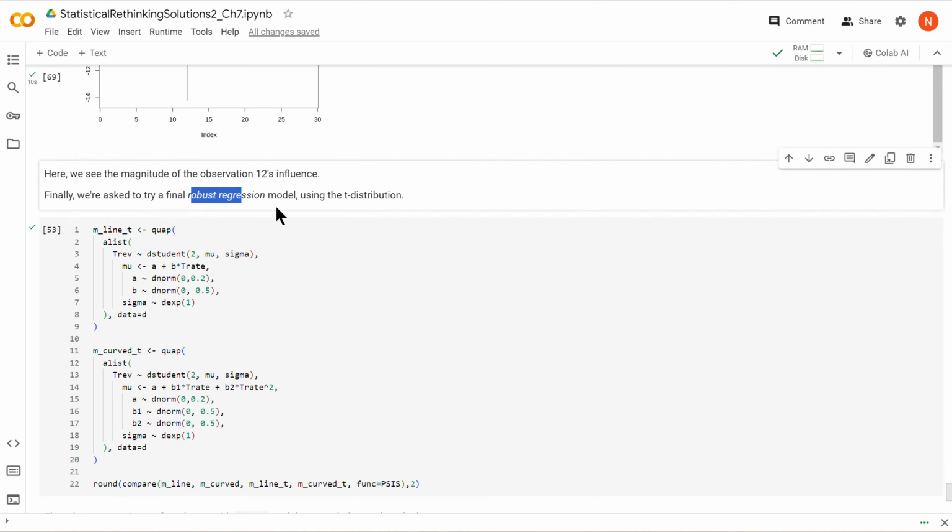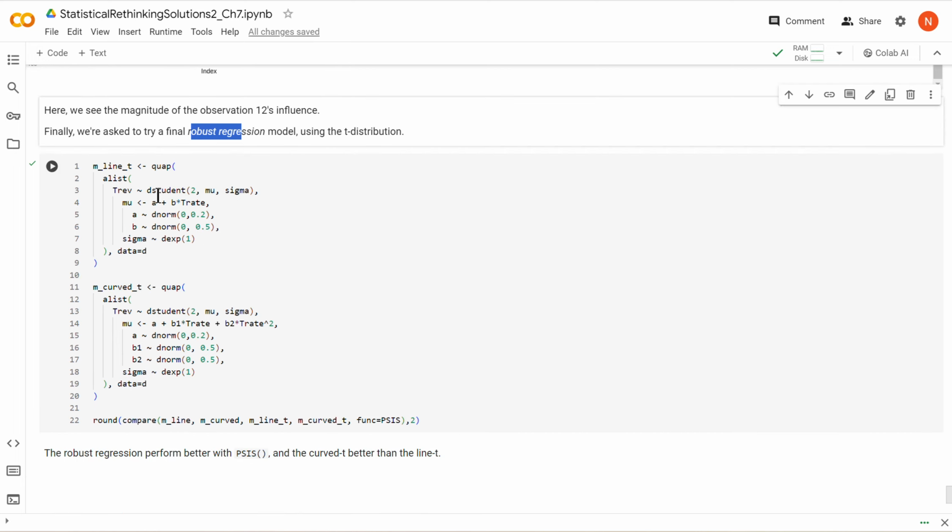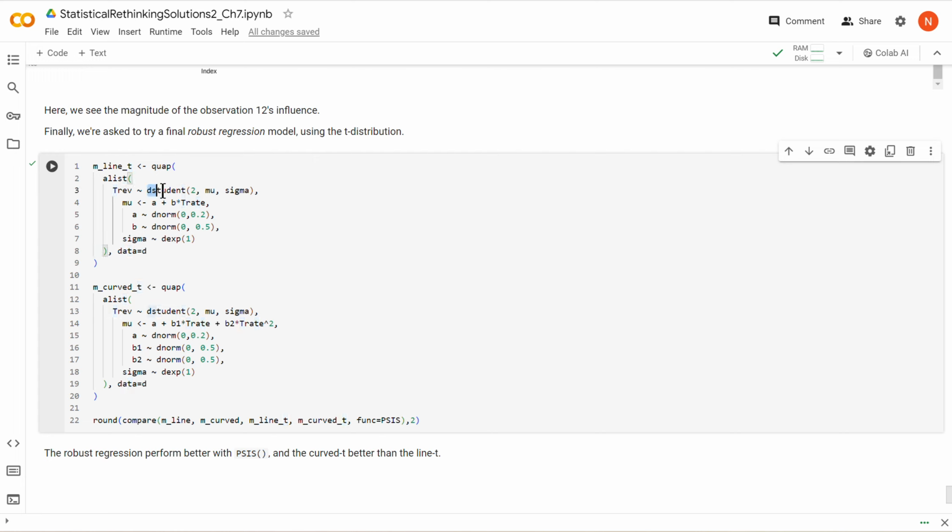Finally, the last thing that we are asked to do is to use robust regression with a student t distribution. We have the exact same models that we had before, but now we're using a t distribution instead of a normal distribution, and we're specifying 2 degrees of freedom. Two degrees of freedom makes the t distribution very wide, very variable. The higher that number is, the more degrees of freedom, the closer it approximates a normal distribution, so it gets less variable.